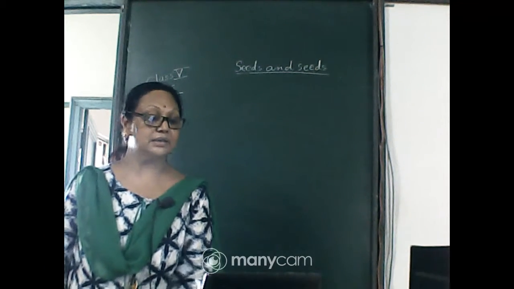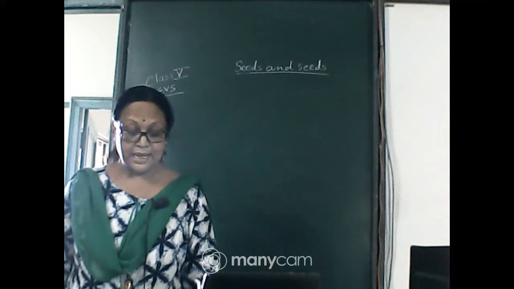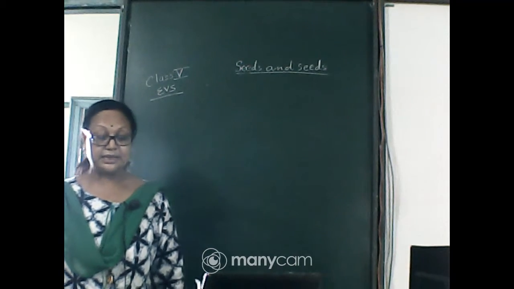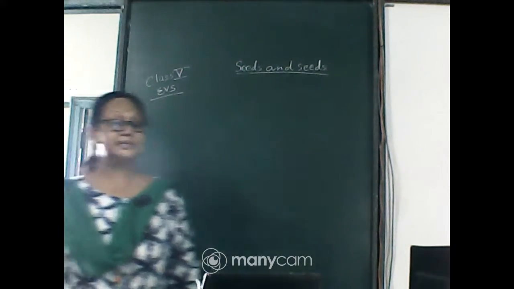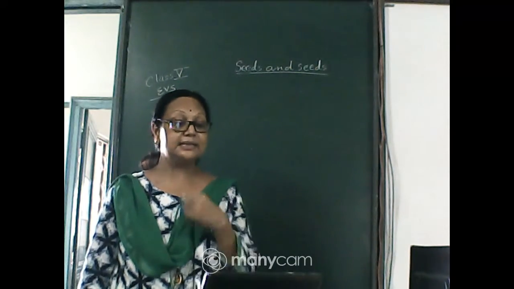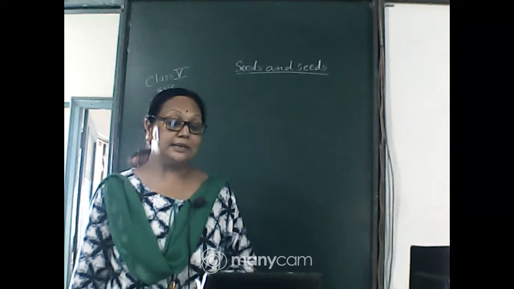As we completed our last chapter and started seeds, one question is given here: what is inside the seed? And we know what is inside the seed. Inside the seed is a hidden embryo, and we get the new plant from the hidden embryo.